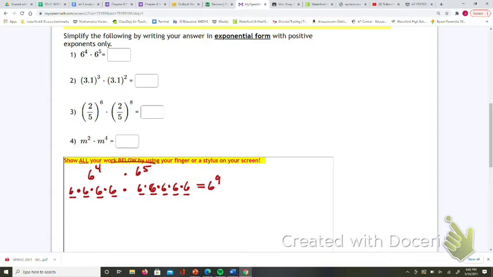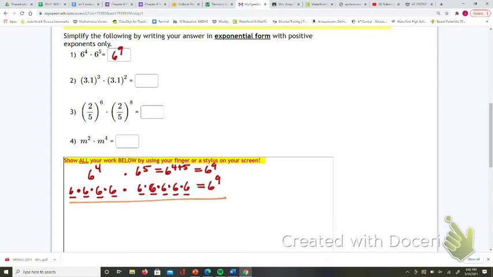Now, look at what we wrote up above it. We wrote 6 to the 4 times 6 to the 5. That equals 6 to the 4 plus 5, which is 6 to the 9th. So again, notice that we get the same answer. Now we go type 6 to the 9th right there. Now make sure you have the work. That is super, super important. You need to show the work. If you don't show the work, you're not going to remember why you're doing what you're doing.